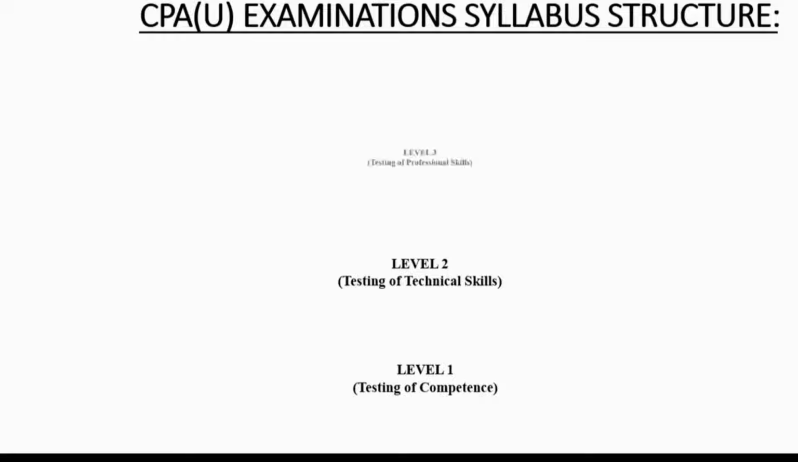The structure is made up of four levels. We have level one, which includes testing of competence. We have level two, which includes the testing of technical skills. We have level three, which includes testing of professional skills. And then we have level four, where you're tested on your professional expertise.